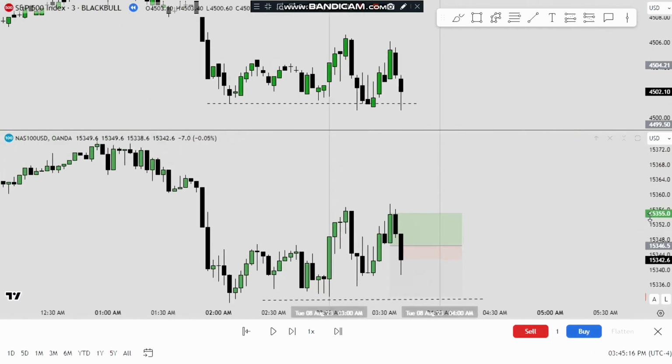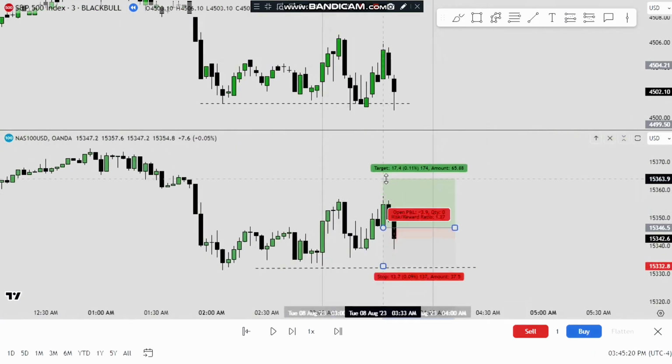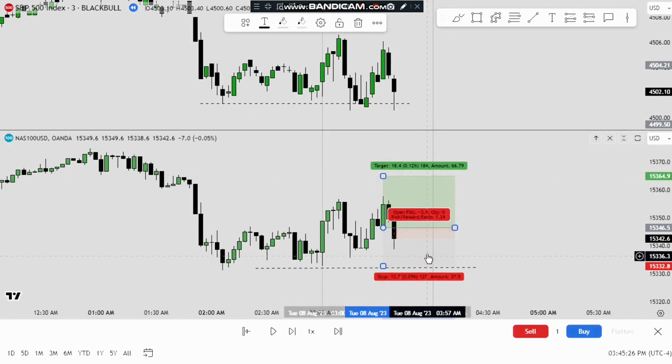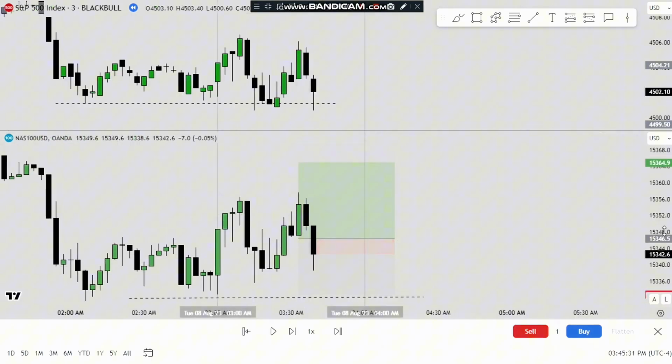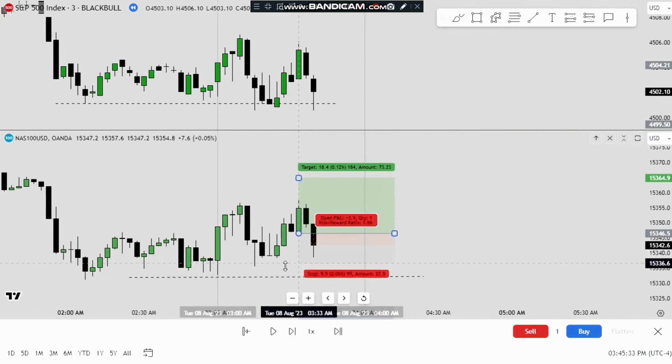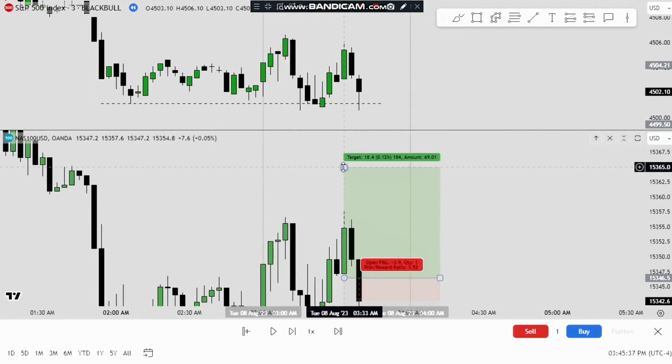Now let's see if we get 10 handles. You can target 20 handles too. This is 46, 56, so something around here, 65 or 66. This will be a good target, okay, and the stop loss will be below this swing low. So let's see if we get this target.